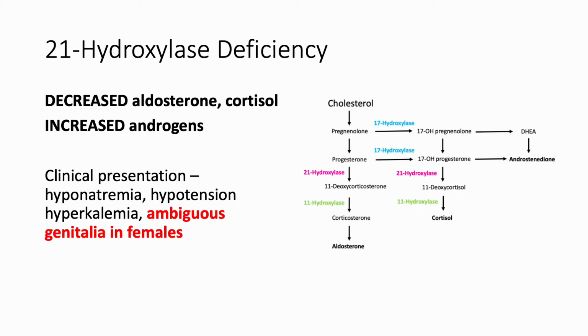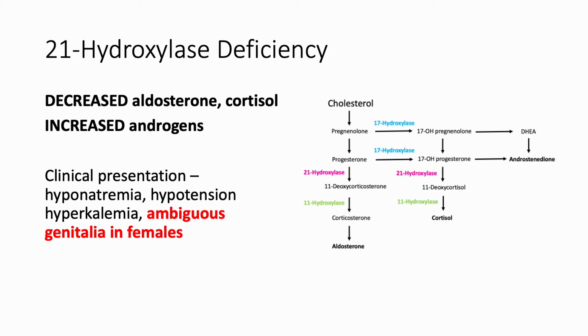So in 21-hydroxylase deficiency, you are not able to produce aldosterone or cortisol. So the pathway is then shunted to producing excess androgens. So you'll have decreased aldosterone, decreased cortisol, and increased androgens. So in clinical presentation, this will present as hyponatremia and hypotension.